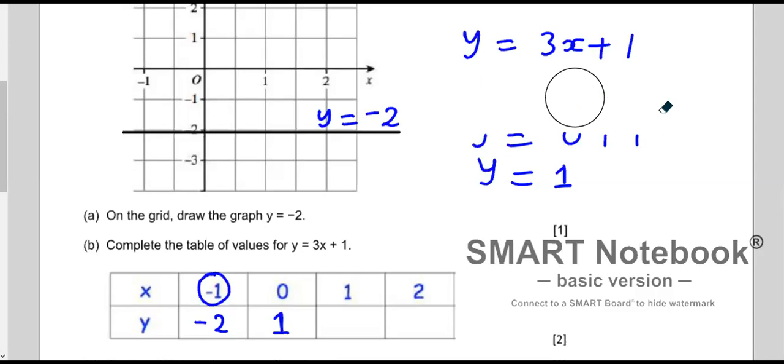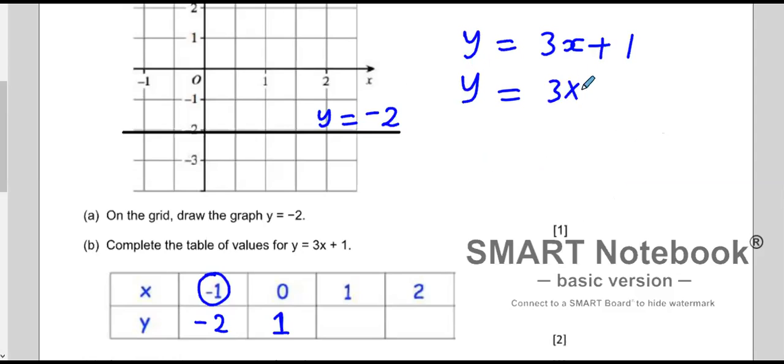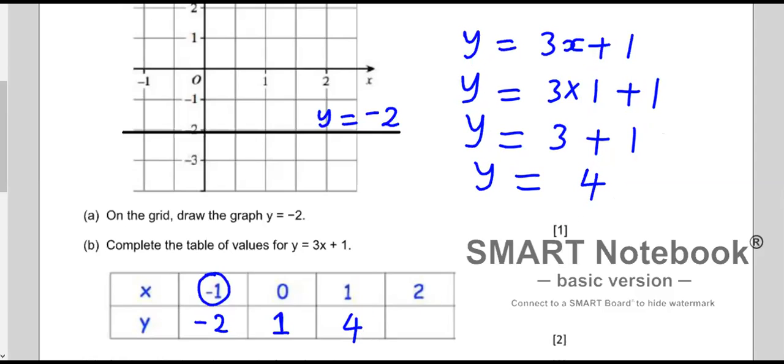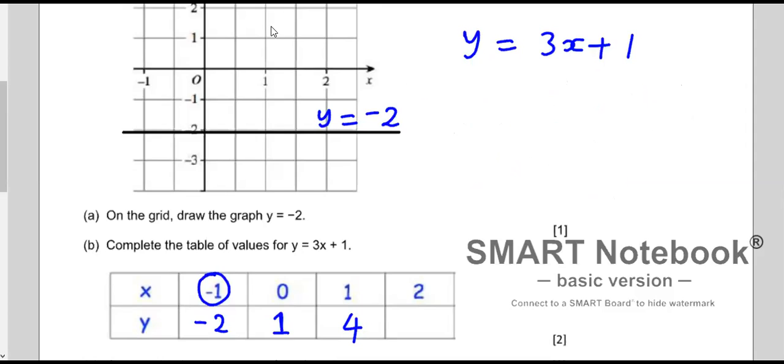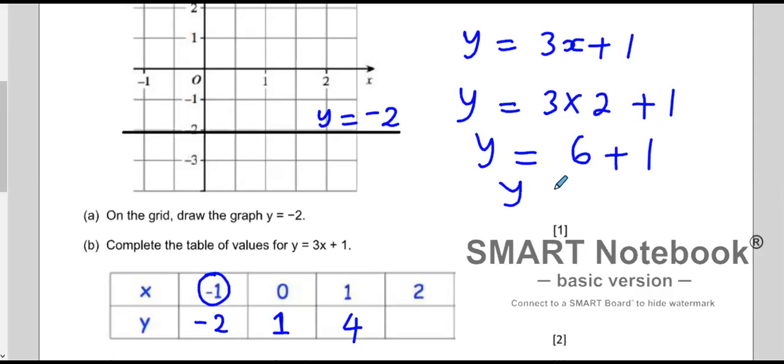All right, so far so good. Let us proceed. This is x is 1. So you go back here, y equals 3 times x, where x is 1. So you write 1 here, plus 1. Y will be equal to 3 times 1 is 3, plus 1, y will be equal to 4. So you write 4 over there. Keep going. You have this time x is 2, so this will be y equals 3 times 2, so y equals 6 plus 1, y will be equal to 7. So here you write 7.